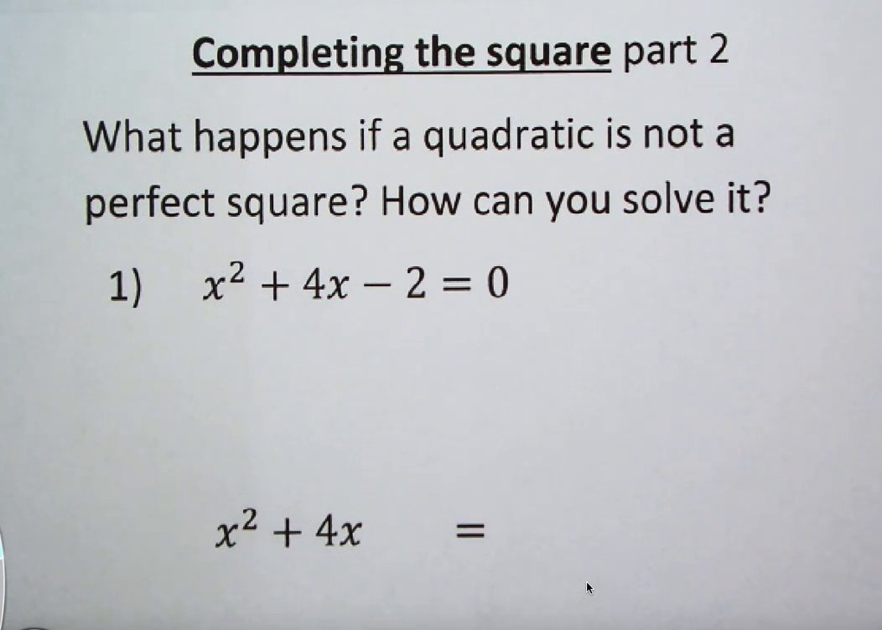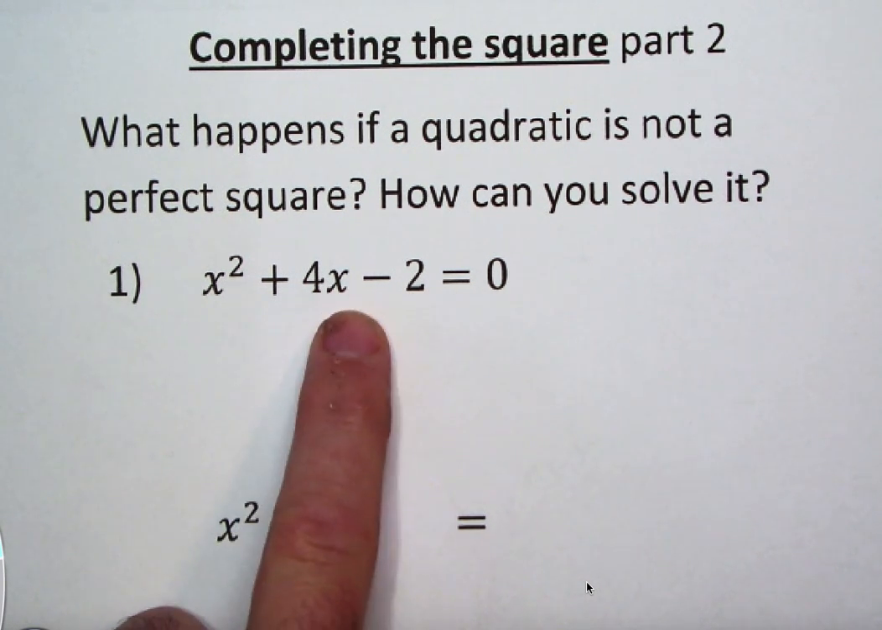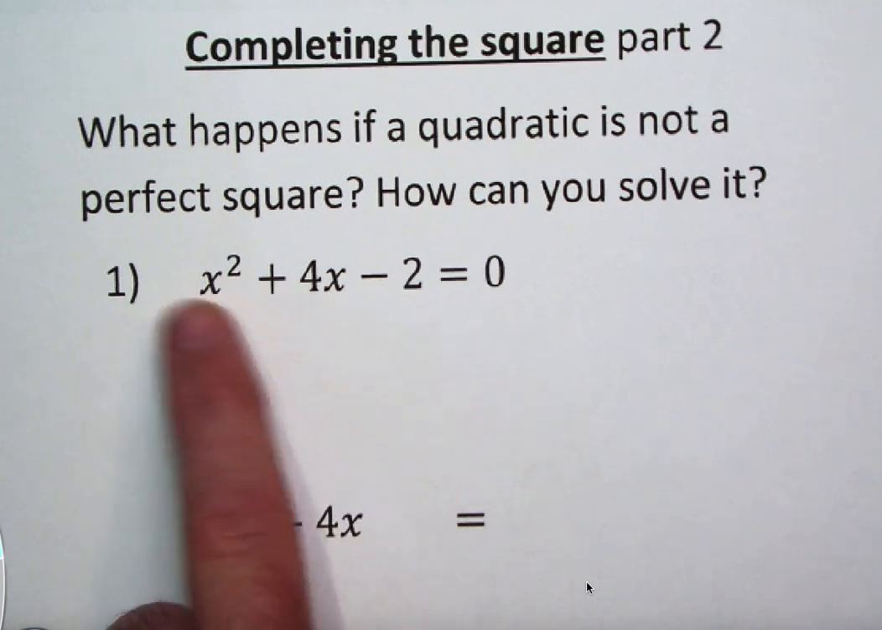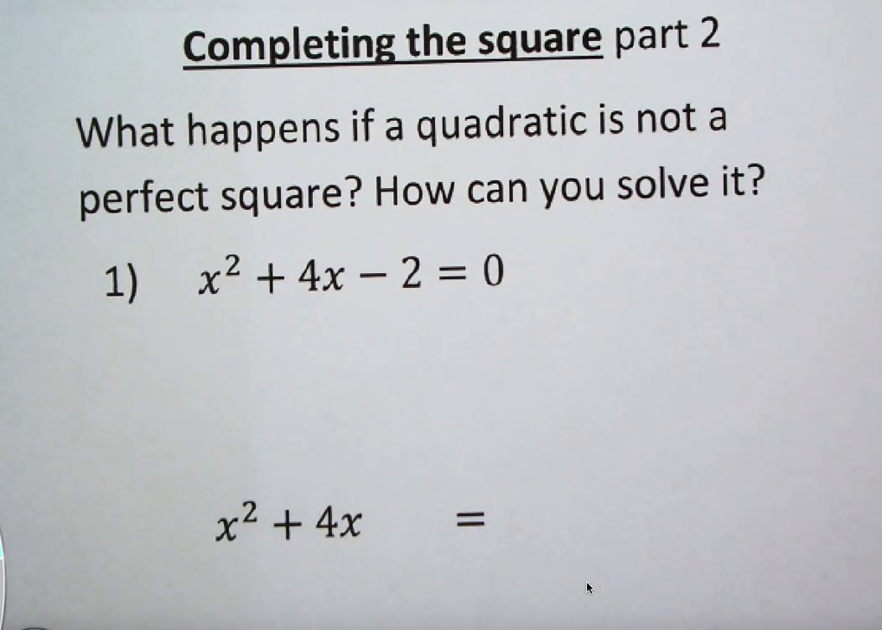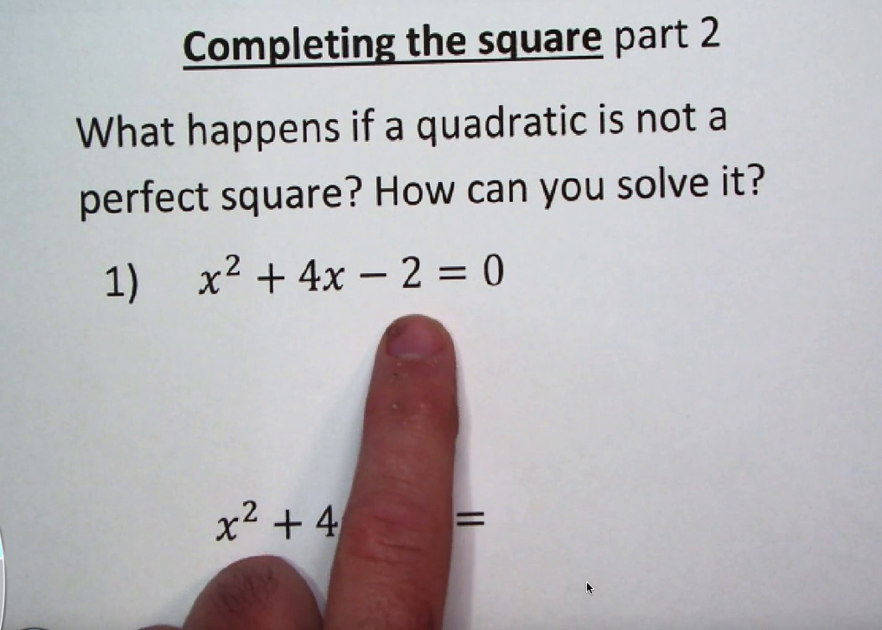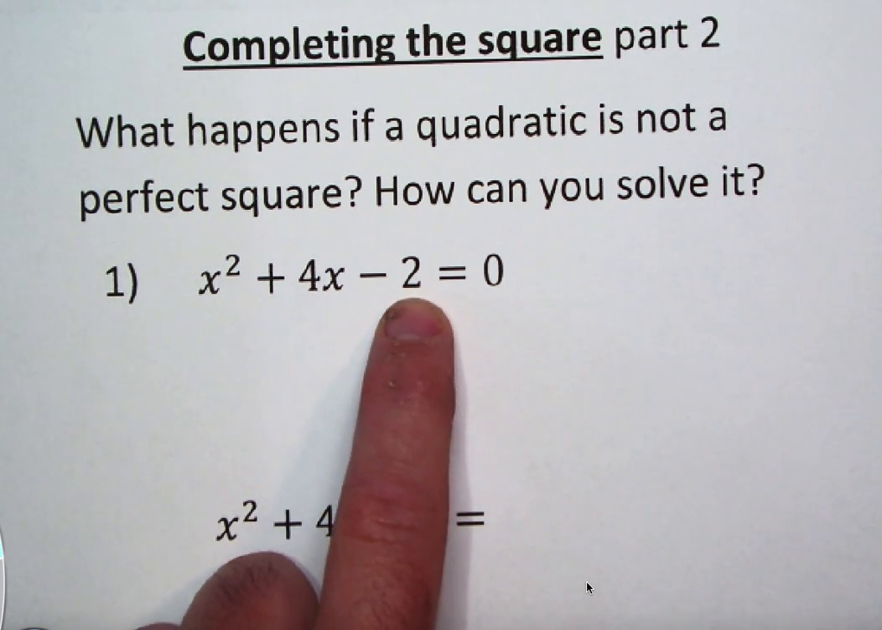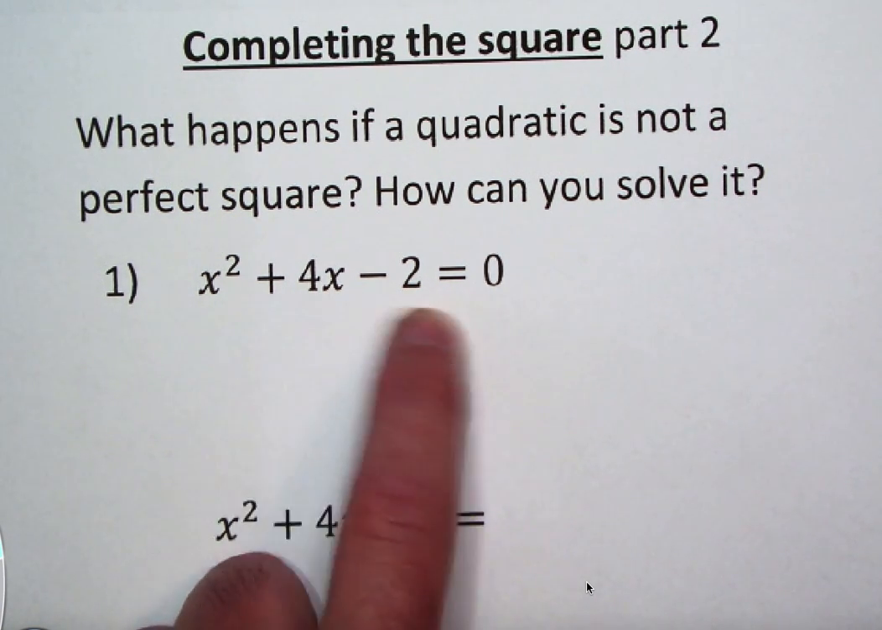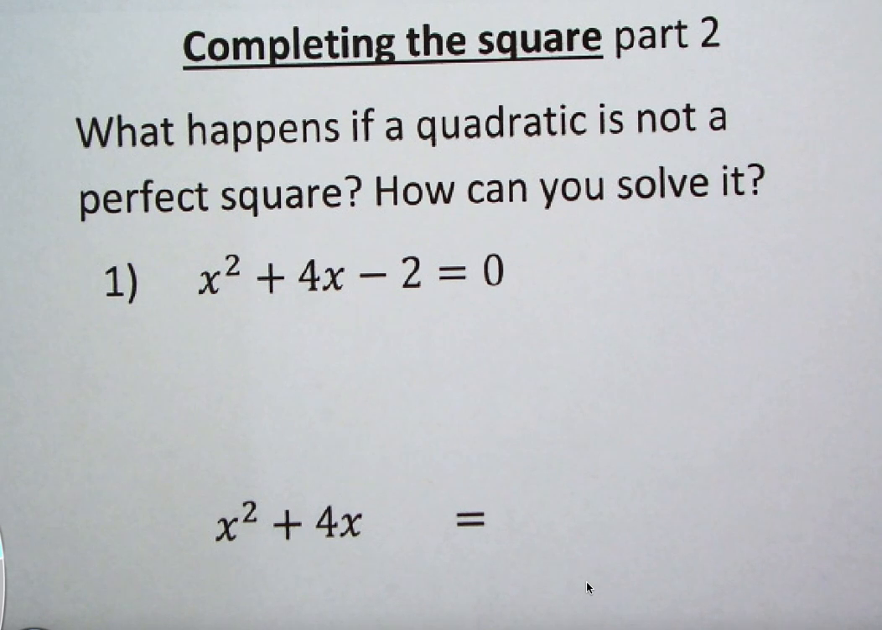What happens if a quadratic is not a perfect square? How could you solve it, right? So right now, this can't be factored to find what makes it equal to 0. And it doesn't say something like x plus something squared. There's not the same number that multiplies to -2 that adds to 4. It's not the same number. So what do we do? Okay, this is my take on completing the square.